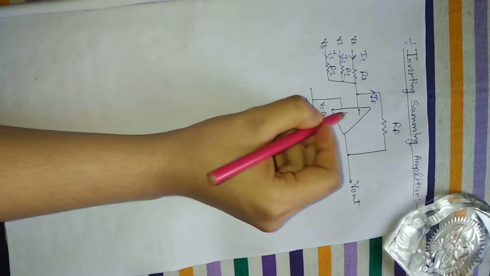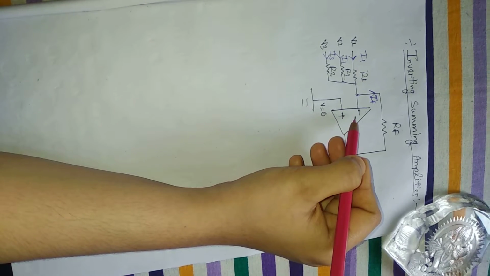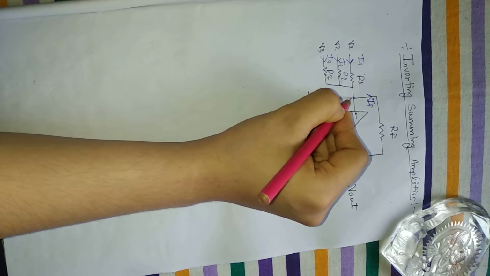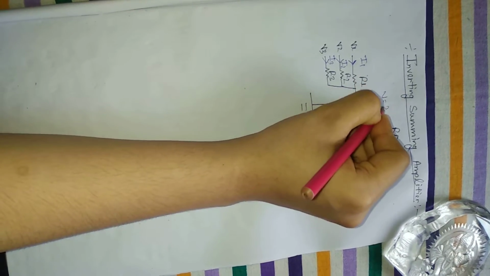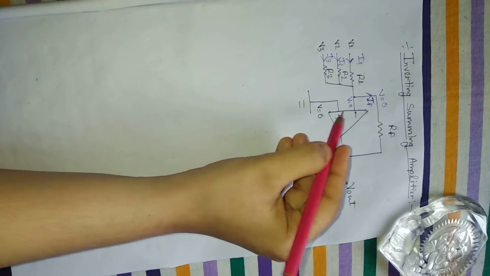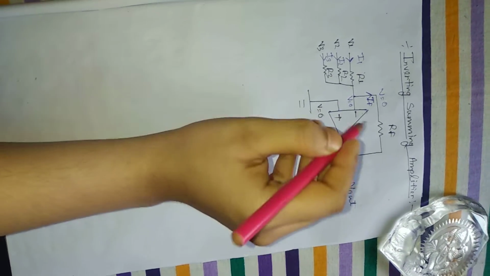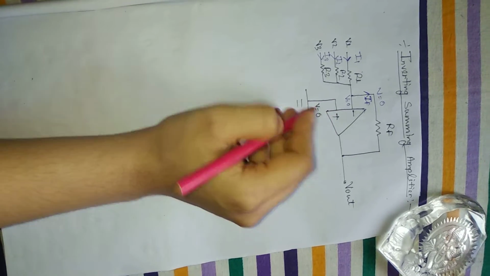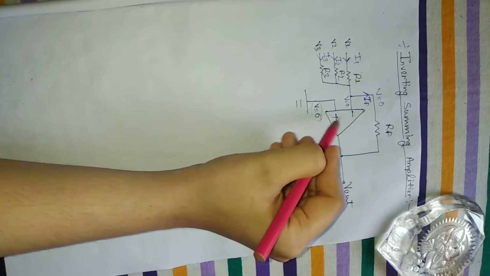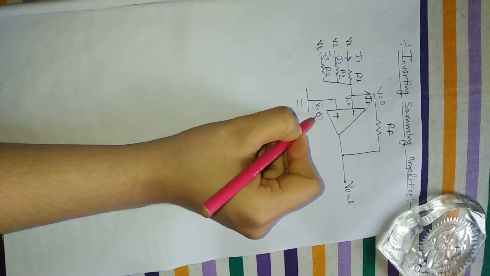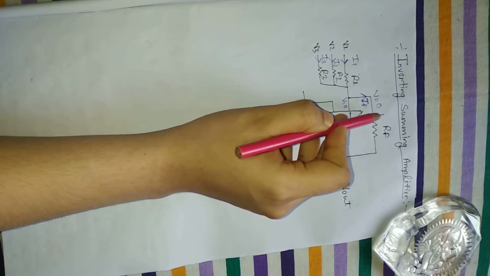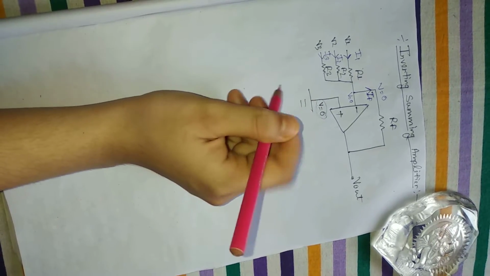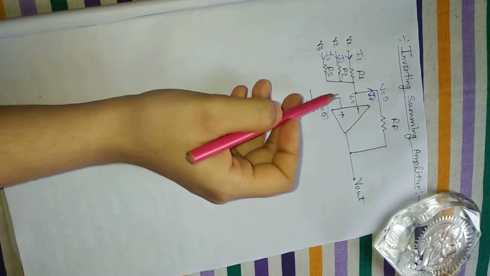Okay, and because these 2 terminals are virtually grounded, V is equal to 0. That means here V is equal to 0, and here V is equal to 0. Because of virtual ground, no current will flow between these 2 terminals, but the voltage is equal at both terminals. So for this configuration we use multiple inputs to the inverting terminal.